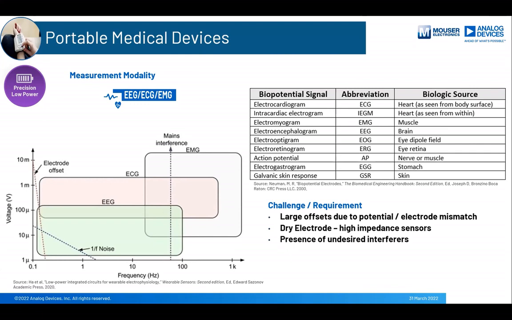Dry electrodes are high impedance sensors and certainly offer a challenge when it comes to designing the signal conditioning for these types of sensors. And also, I suppose there's always an undesired presence of interferers that certainly offer a challenge. These include slow-moving baseline wander of a signal, 1/f noise, and also motion artifacts that can easily be picked up with these sensors.